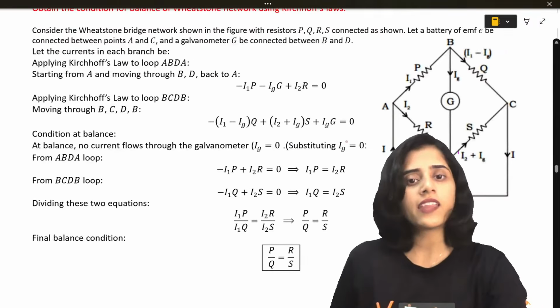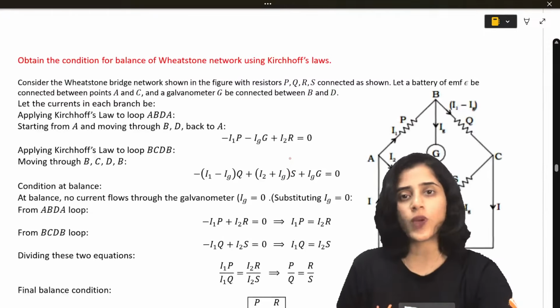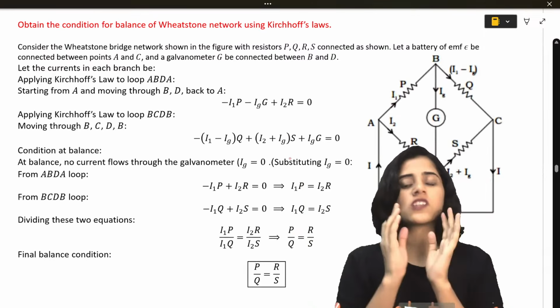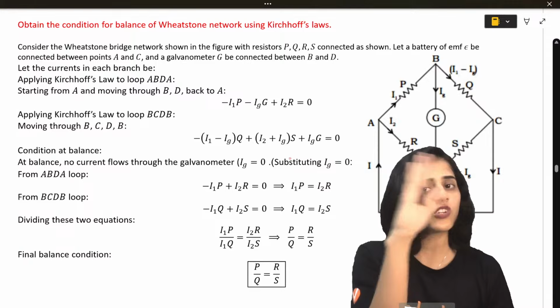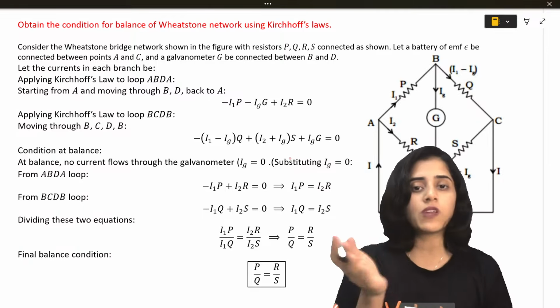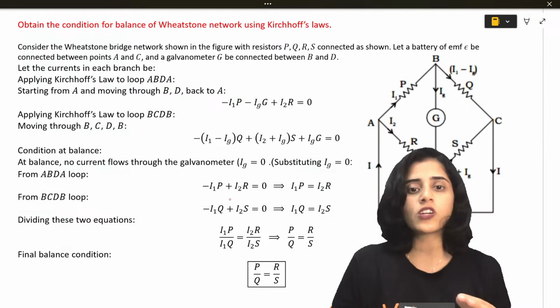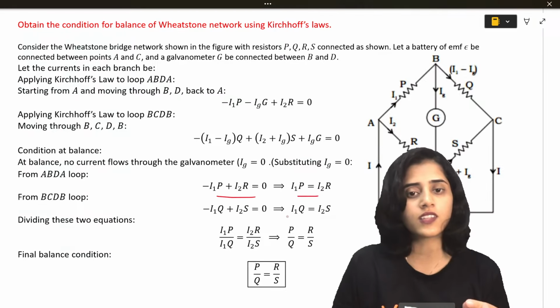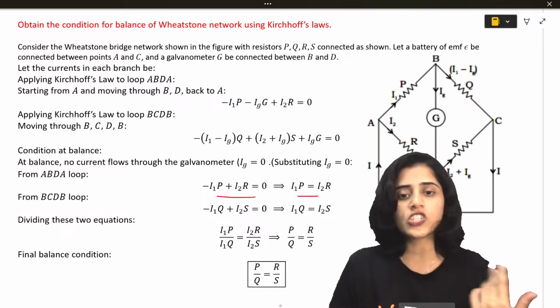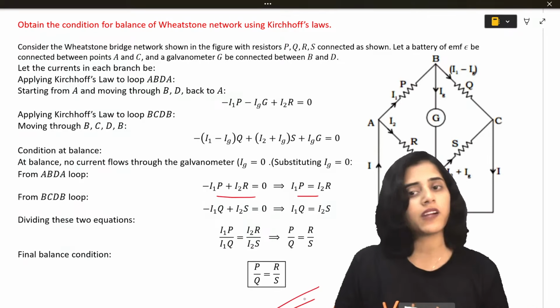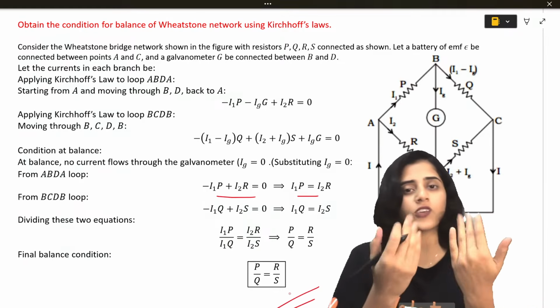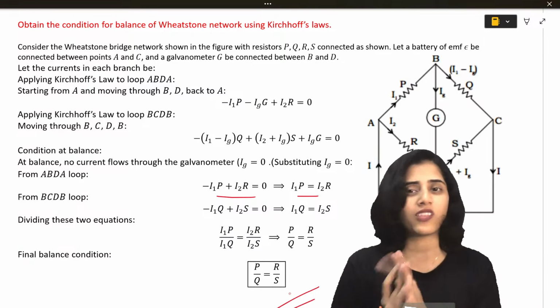Okay. And then Ig is 0. See, when this Wheatstone's bridge is balanced, galvanometer does not show any deflection. So Ig will be 0. So all the Igs you can make it 0. So now what are my equations? This and this. And then I'm going to divide these equations. I'll get P by Q is R by S. In some books it will be R2 by R3 equals R1 by R2 and all that.